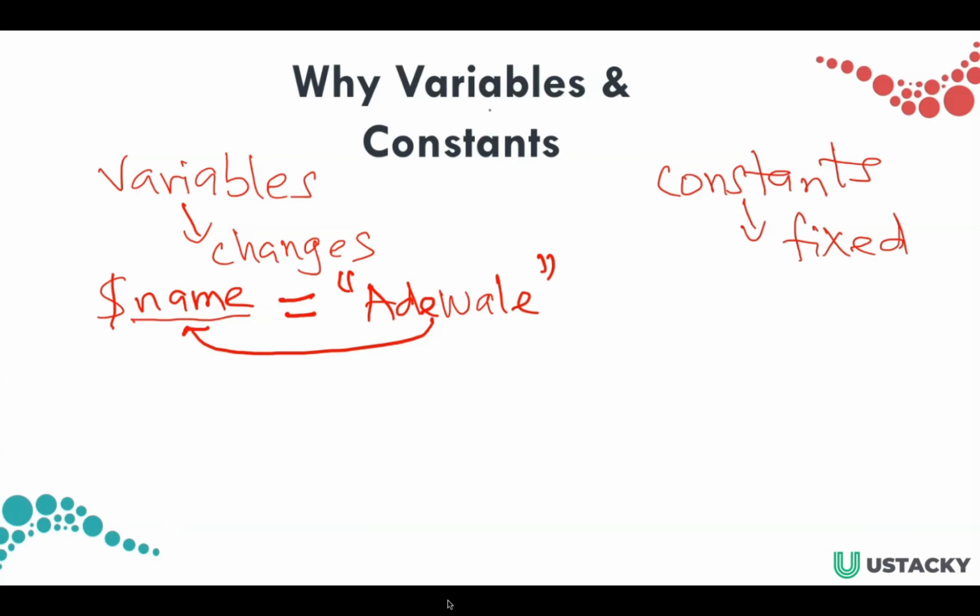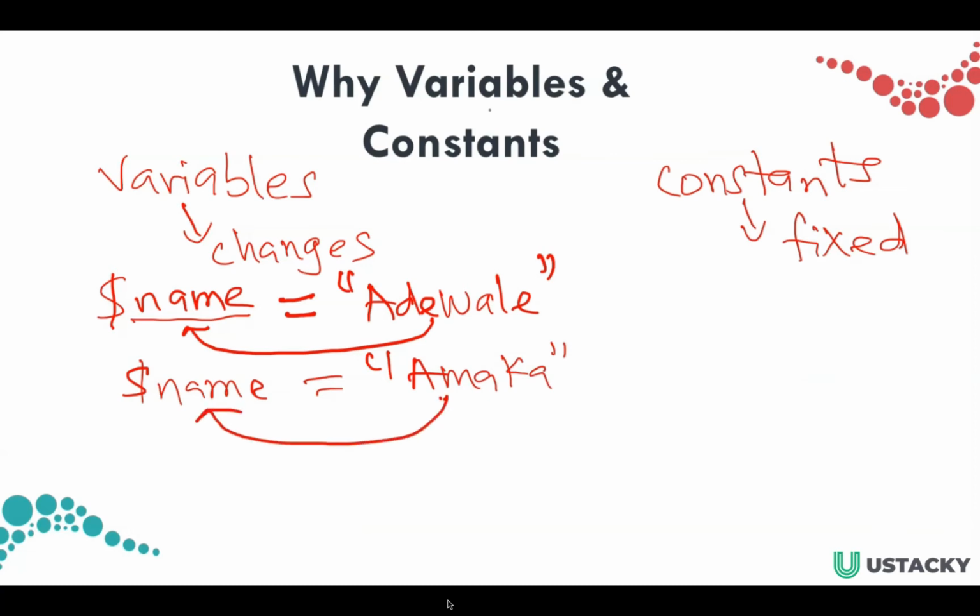Later in the future, this can change since you know this is a variable. Later we can have $name to be something like Amaka. So it means this is the data we are assigning to the container.